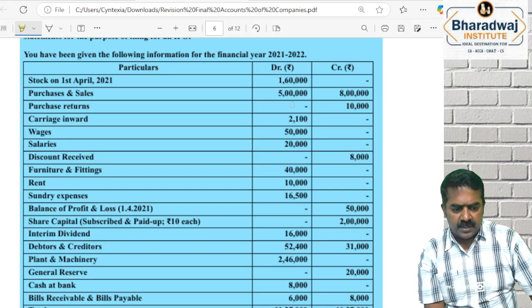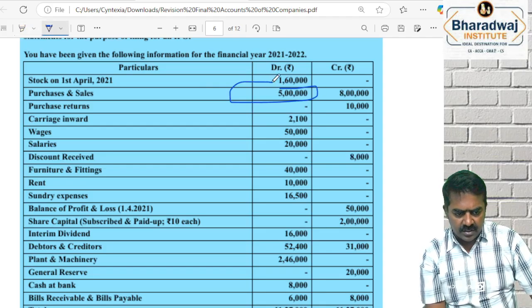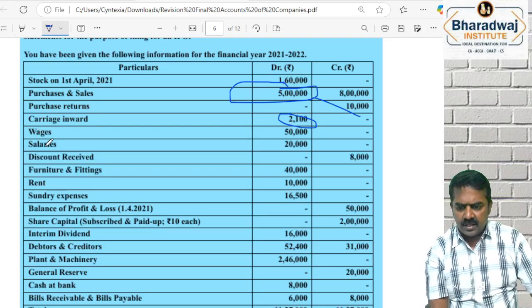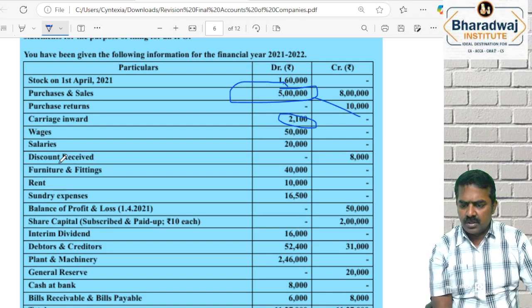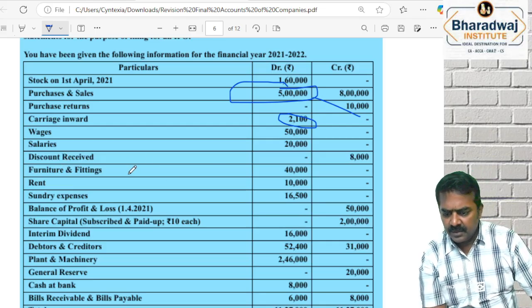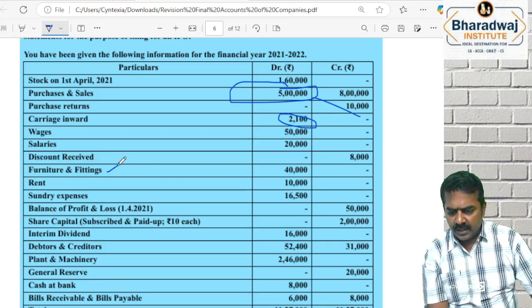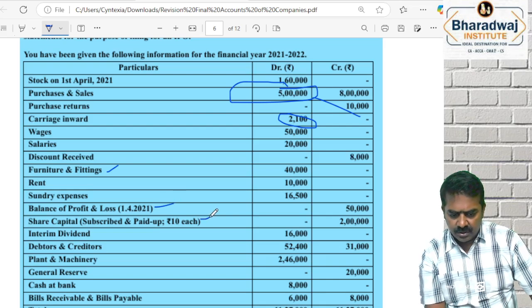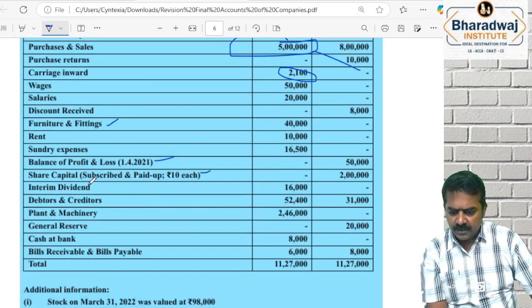Purchases and sales, purchase returns are given, carriage inwards are given, of course. But with purchases, you have to adjust returns, then of course include carriage inwards. Wages, salaries will come in the P&L account. Discount received, P&L account, income. Furniture will go to the balance sheet, rent, P&L account, sundry expense, P&L account. Share capital will go to the balance sheet.